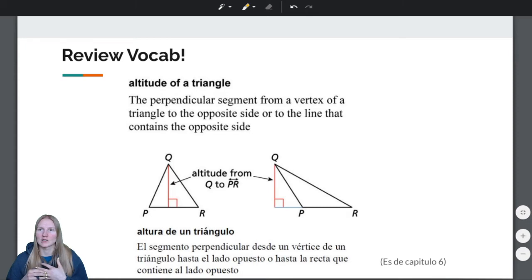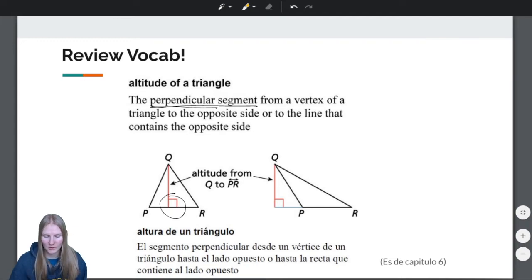We also talked about them in chapter 1, section 1.4, when we found areas of polygons in the coordinate plane. So, what is an altitude? An altitude is the perpendicular segment. The perpendicular part is important. Perpendicular segment from a vertex of a triangle, one of the corners of the triangle, to the opposite side, or to the line that contains the opposite side.